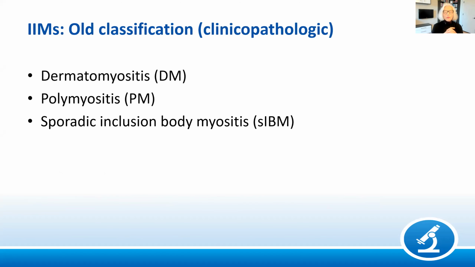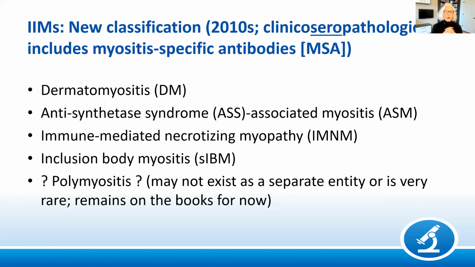So most of you who are not neuropathology fellows currently training have learned this old classification. That's certainly what I learned when I was a fellow of these idiopathic inflammatory myopathies. So there were basically these three categories that we used: dermatomyositis, polymyositis, and sporadic inclusion body myositis. But in the last 10 years or so, with discovery of so-called myositis-specific antibodies and deepening understanding of their role in these disease processes, the classification has really changed pretty drastically.